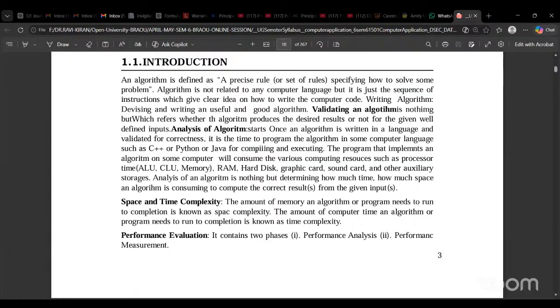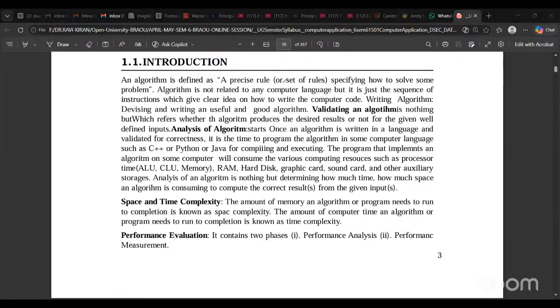Now, as part of the introduction, what is an algorithm? This is very important to understand before understanding data structures and before understanding Java. So what is an algorithm here?